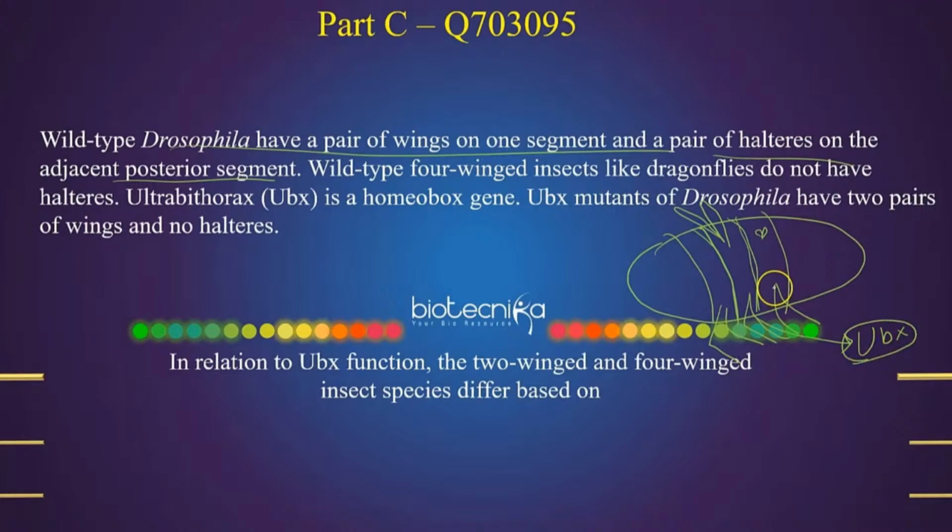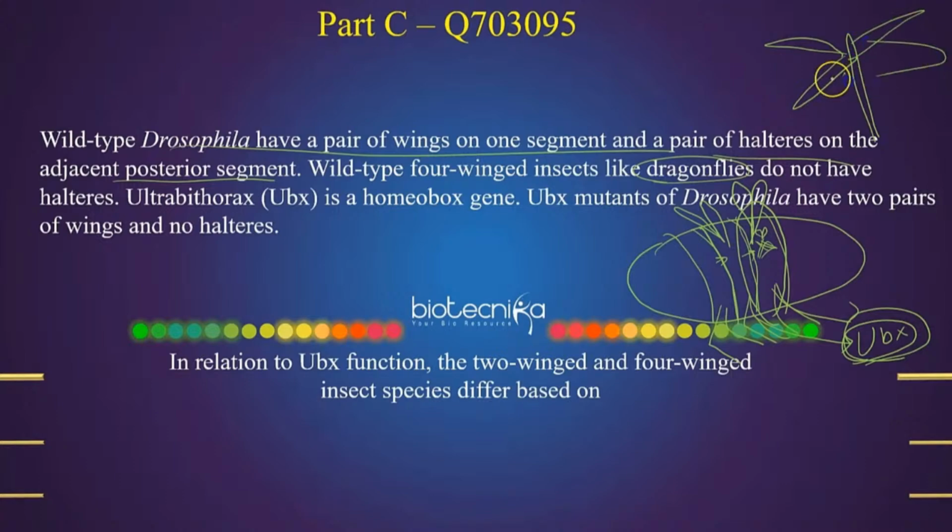Okay, and that is the third segment is controlled by UBX. So if UBX is not there, then halteres cannot form, and because of which the Drosophila gives rise to 4 wings. Not only in the second segment but also in the third segment it generates a pair of wings. On the other hand, dragonflies, if you look, naturally they have 4 wings only, right?